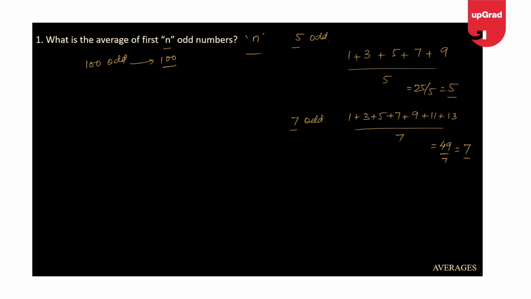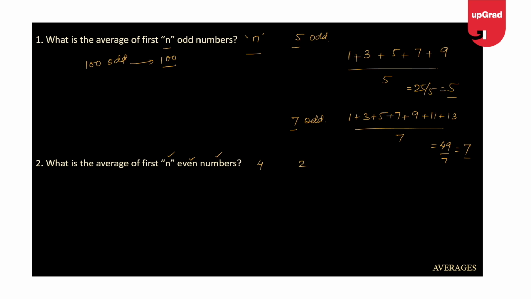So if a question comes, find out the average of first n odd numbers. Now that n can be anything, let's say 2000. Then my answer to this question would be 2000. Let's look for another one. Now what about if this n even numbers are in the question? So let me take the average of first 4 even numbers.